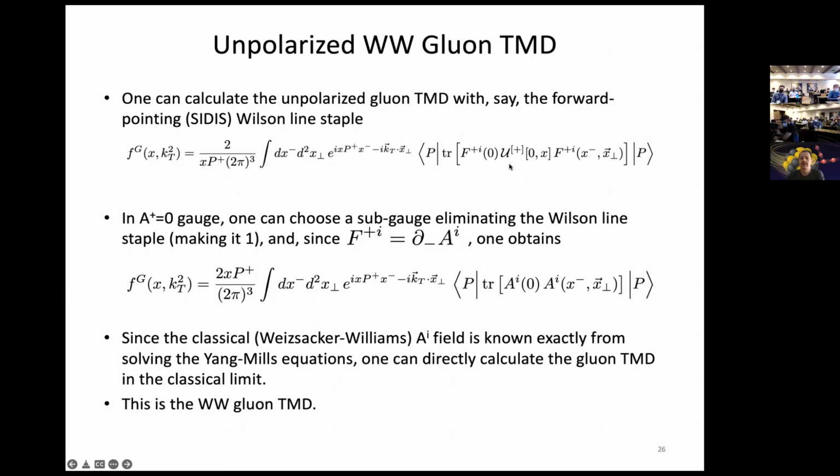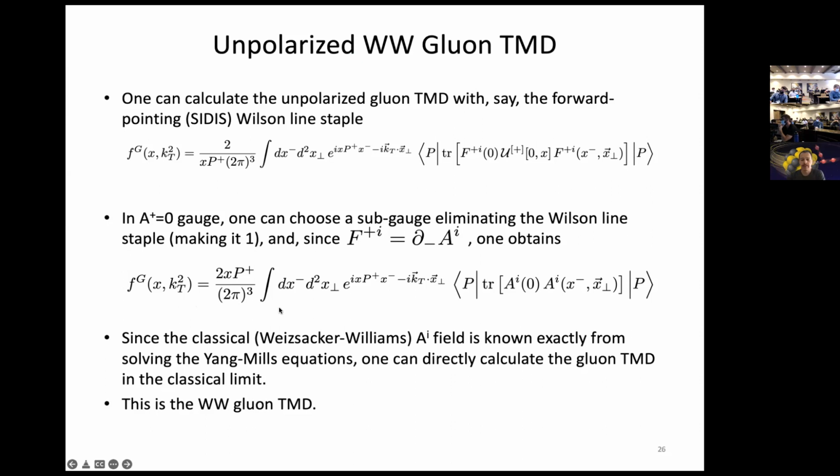So U becomes trivial. And also in A^+ = 0 gauge, your field strength tensor F^{+i} becomes very simple. It's just a derivative of the field A^i, right? The A^+ field is 0 by your gauge choice. So when the dust settles, your TMD becomes just a correlation function of two transverse gluon fields. And like I said, if you know exactly what the classical gluon field is, then you can calculate this classical gluon field contribution to this TMD and argue that at small x, at least in some regime, that might be a dominant contribution.